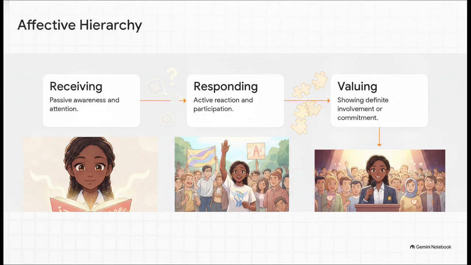Step 3, valuing. Here, they're showing real commitment, like voluntarily attending a guest lecture on civil rights. Step 4 is organizing, where they integrate this value into their own priorities. Maybe they organize a civil rights rally on campus. And finally, Step 5, characterizing. This is where they act consistently with this new value, perhaps becoming a dedicated civil rights leader themselves. It's just a beautiful progression, going straight from passive awareness to core identity.